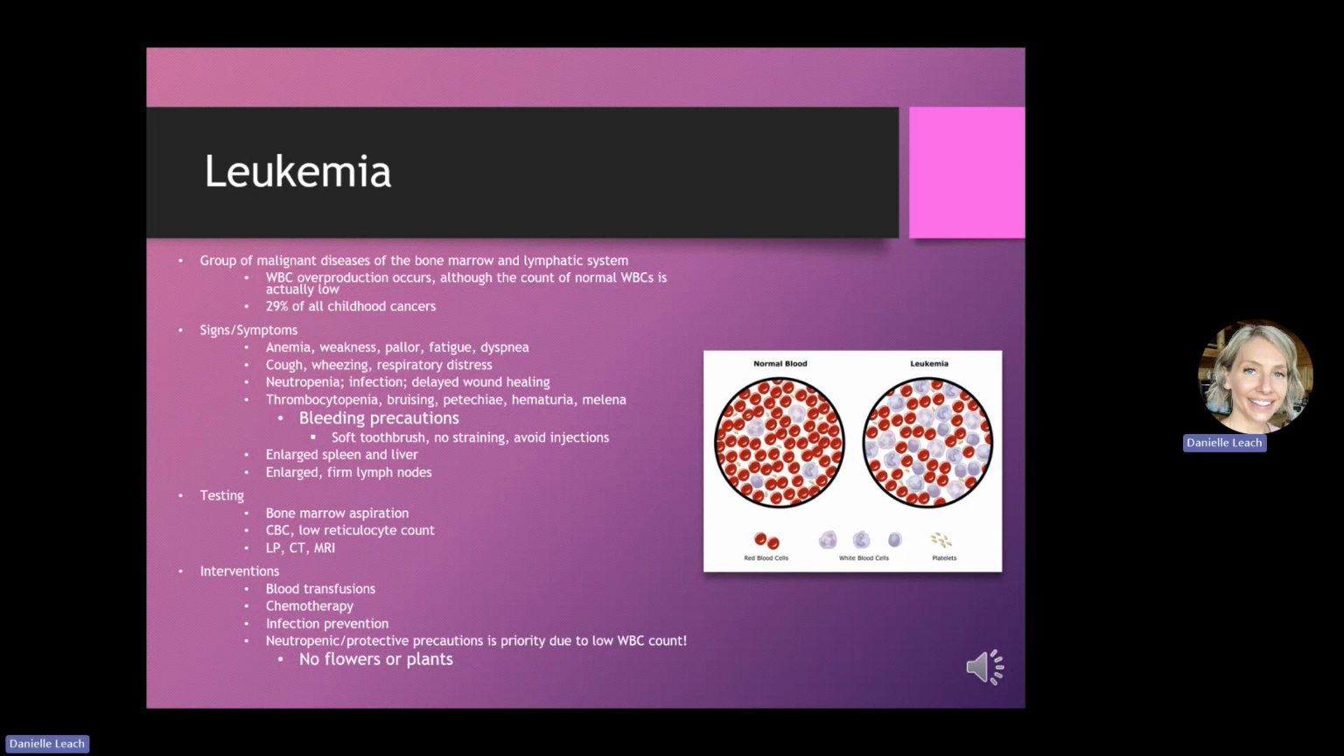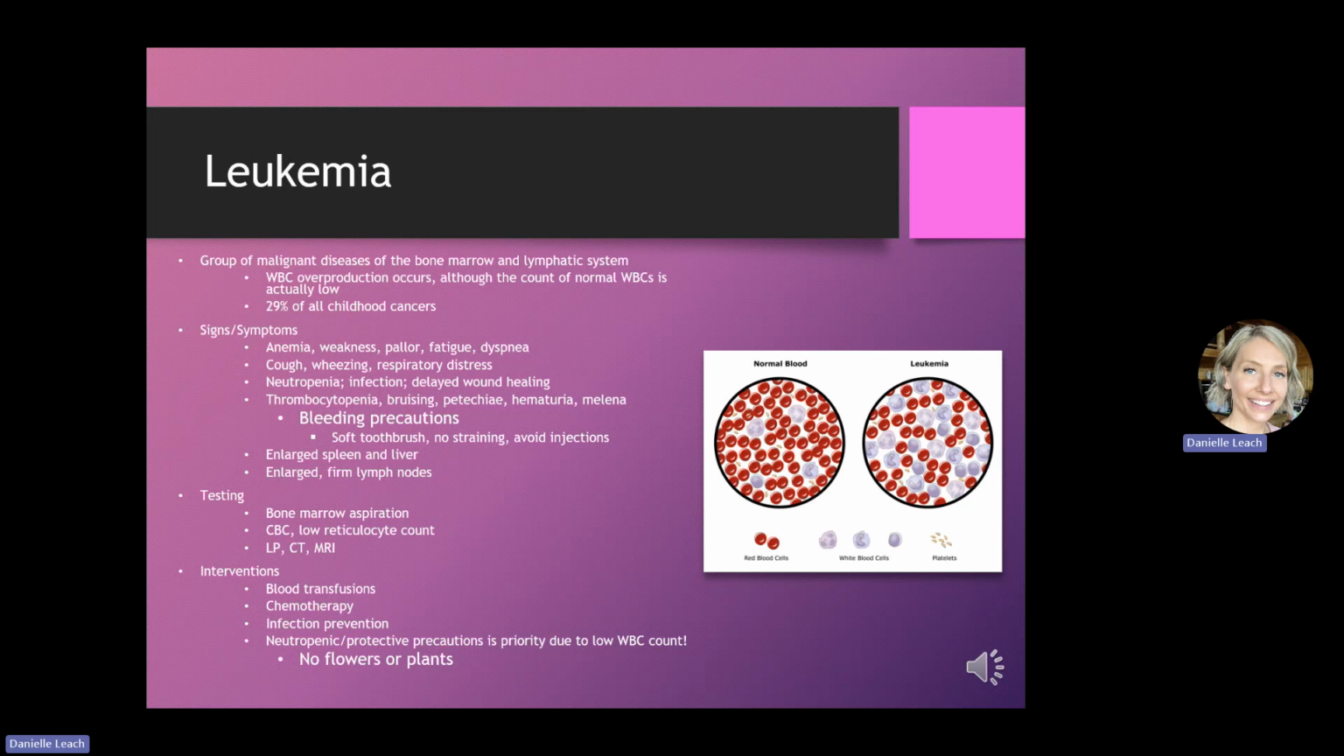So if you're looking at this little drawing of the slide of blood, the one on the right is leukemia, and you can see that there's these large white blood cells, and those are basically going to be abnormal or immature and not be functioning properly. And you can see they're taking up all this space, so there is less platelets and red blood cells. Leukemia represents almost 30% of all childhood cancers, so it is the most common form of pediatric cancer.